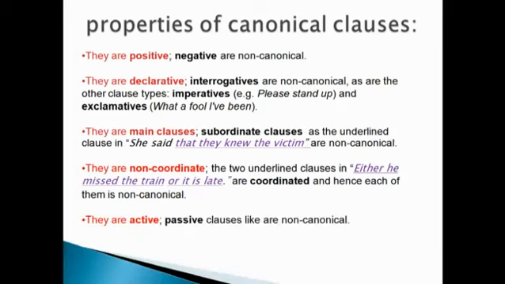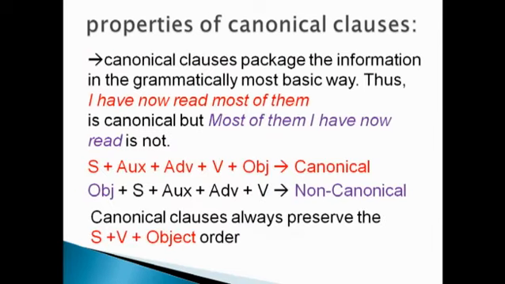Then we have a list of the features for a canonical clause, summarized here in this slide. They are positive, they are declarative, they are main clauses, never subordinate, they are non-coordinate, that's why either...or is non-canonical, and they are active, never passive. Canonical clauses package the information in the grammatically most basic way.